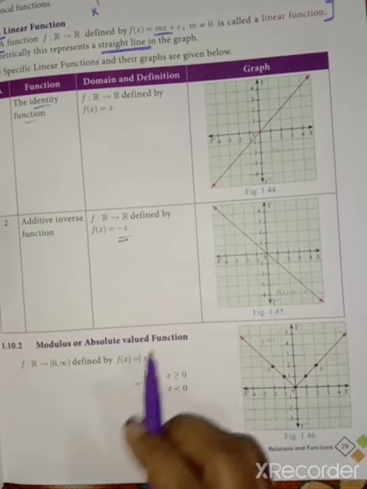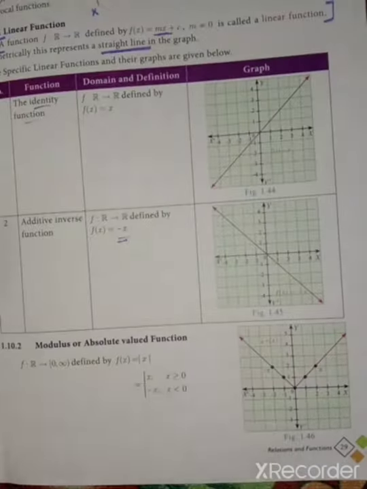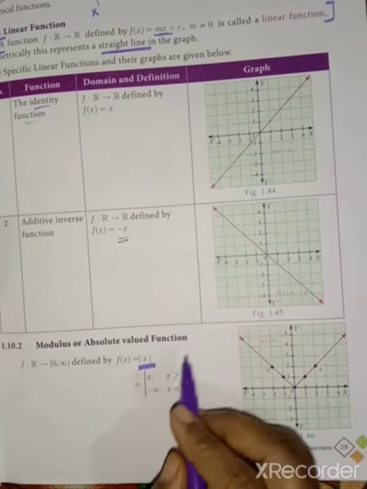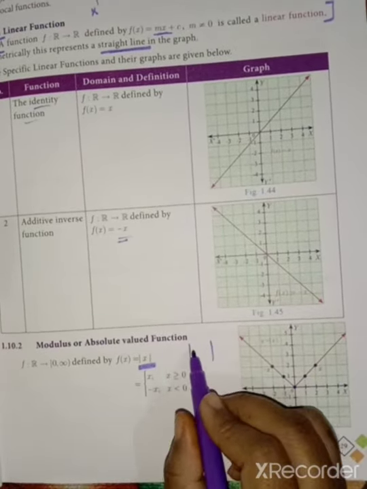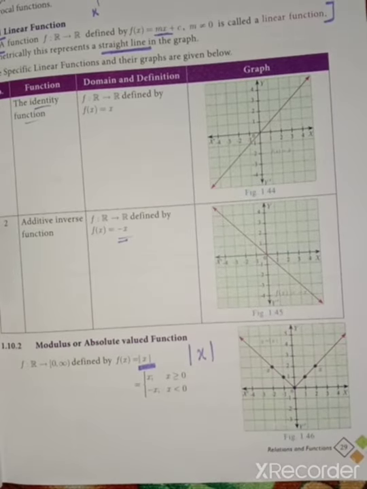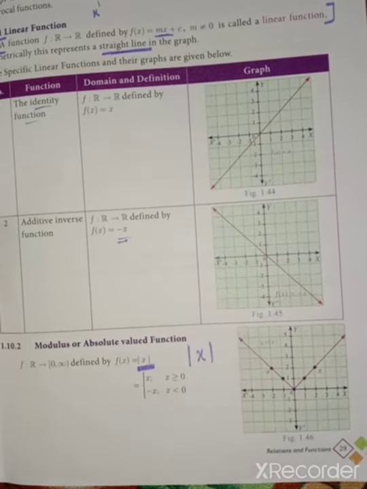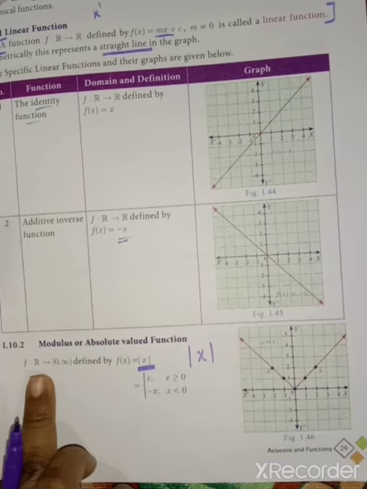So modulus means we have the two lines there. Here this is the modulus. Two lines represent the modulus. So you have to read this as mod x. The function is f from R to R.